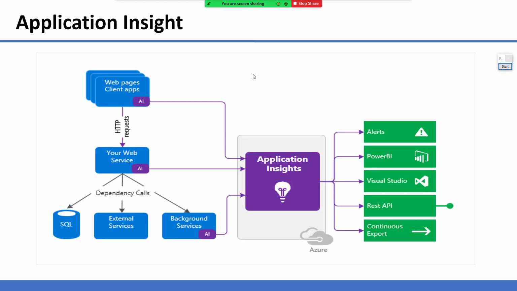So you see that all these will send the data to Application Insight, and by going to Application Insight, you can either generate alerts from there, you can integrate with Power BI, you can see them in Visual Studio. Application Insight has REST APIs and it also has continuous export. Okay, so I was talking about this Application Insight in 2016 when it was launched.